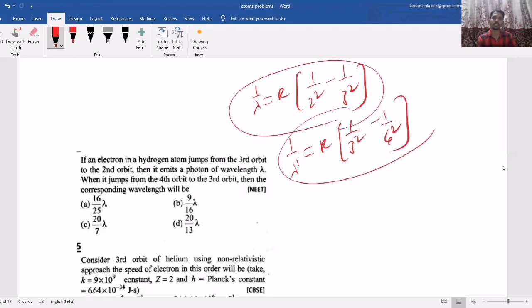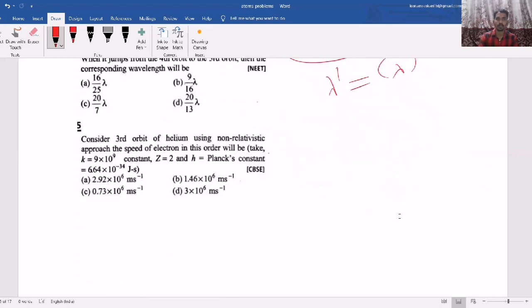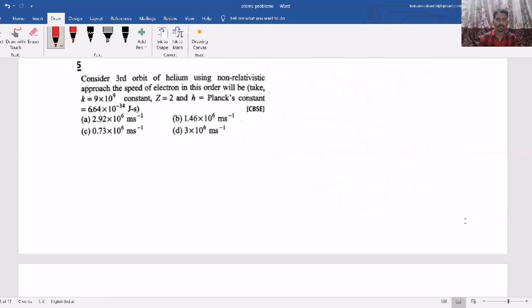Now again comparison: you divide both the equations. Then lambda dash you will get in terms of lambda. That is the answer. So comparison means: what is the first transition, make an equation for that. What is the second transition, make another equation. You multiply them or you divide them, you manipulate them. You use some mathematics so that you can get the relation between both the wavelengths. So that kind of questions they can ask.